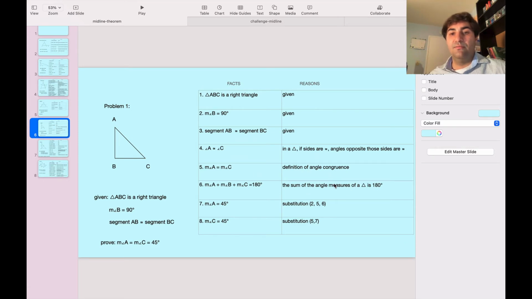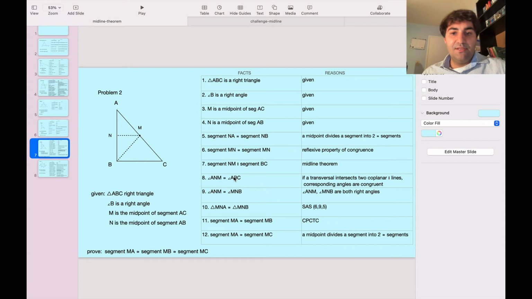Now we know the sum of the angle measures of a triangle is 180 degrees. So the measure of angle A plus the measure of angle B plus the measure of angle C is equal to 180 degrees. If we plug in the measure of angle B is equal to 90 degrees, and we set the measure of angle C equal to the measure of angle A, then you get 2 times the measure of angle A plus 90 degrees is equal to 180 degrees. You solve the algebra, you get the measure of angle A is equal to 45 degrees, and then by substitution into 5, we get the measure of angle C is also equal to 45 degrees.